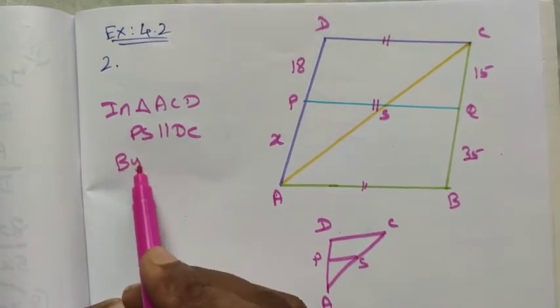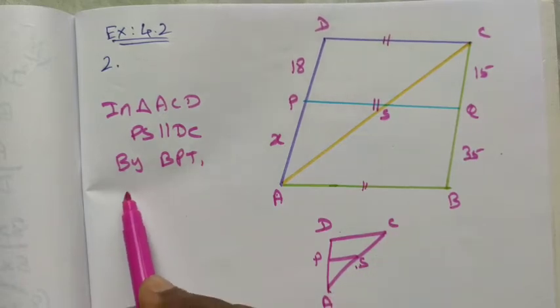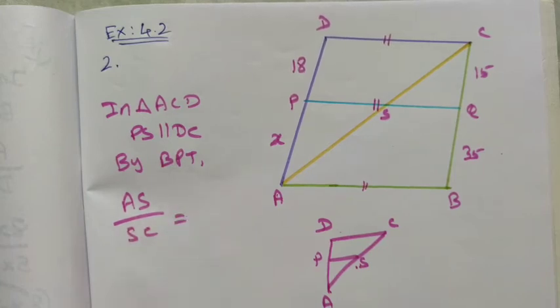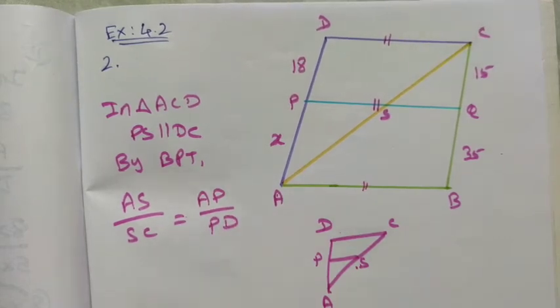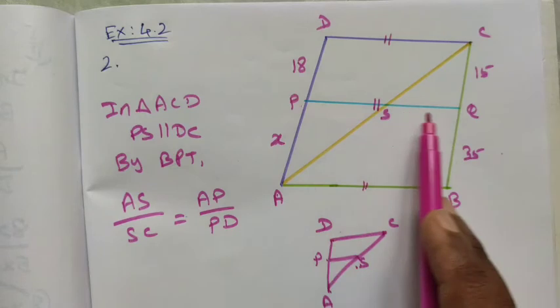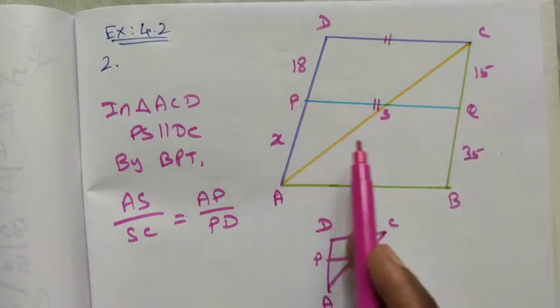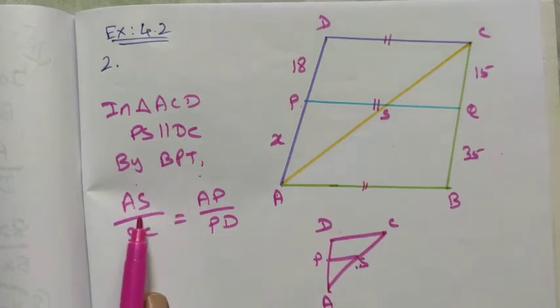By BPT, basic proportionality theorem, we can write the formula for this: AS divided by SC is equal to AP divided by PD. That is the formula, right? PS is parallel to DC. The total line PQ is parallel means that half of the line also is parallel, right? So PS is parallel to DC. Then by basic proportionality theorem, AS divided by SC is equal to AP divided by PD.